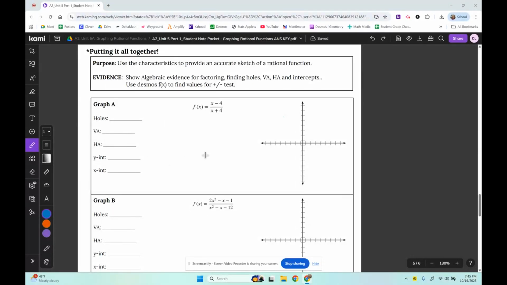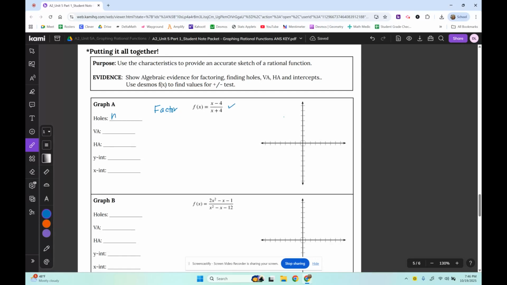In this lesson, we are going to put all of the properties, or the characteristics, of rational functions that we have talked about together in one graphing problem. So we're going to finish up graph A and B that we did in our previous lessons, and then I have a new example for you to show you what it looks like with something else.